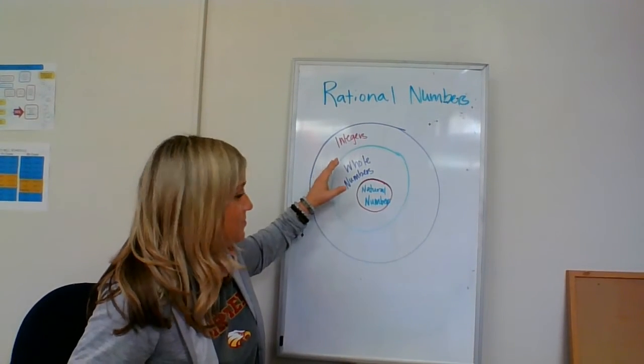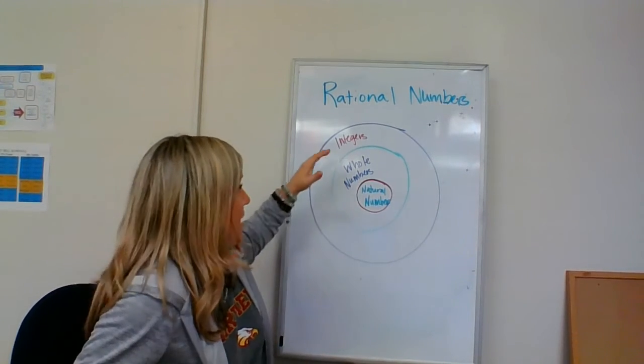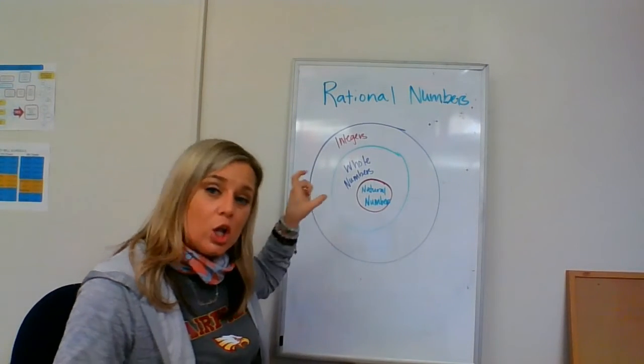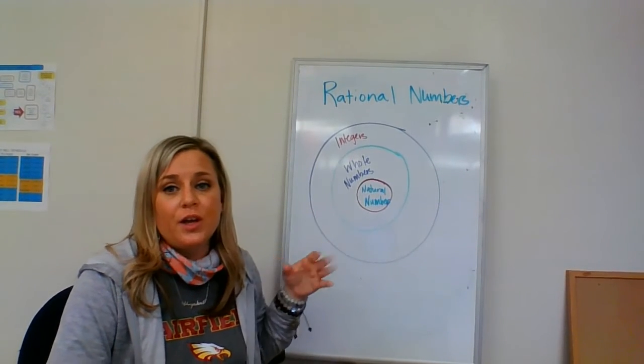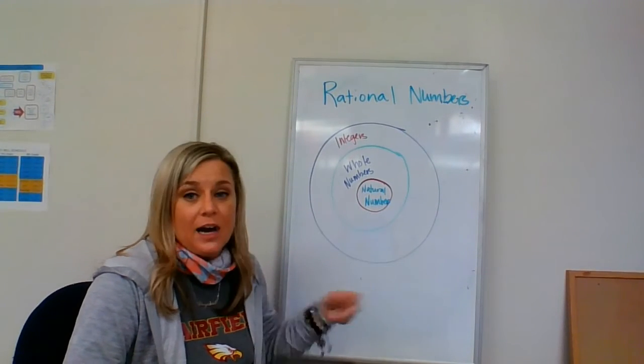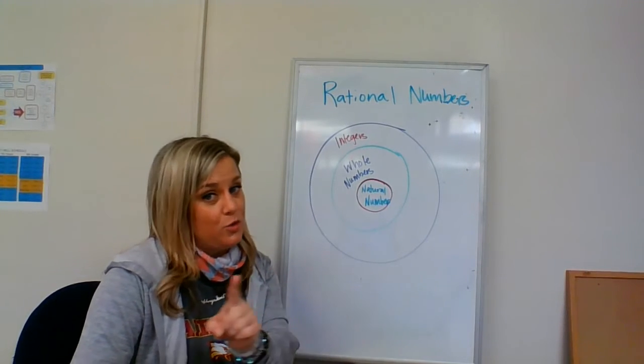Integers are whole numbers and natural numbers. They're both. But integers include whole numbers and their negative counterparts. So an integer could be -5, -4, -3, -2, -1, 0, 1, 2, 3, 4, 5.